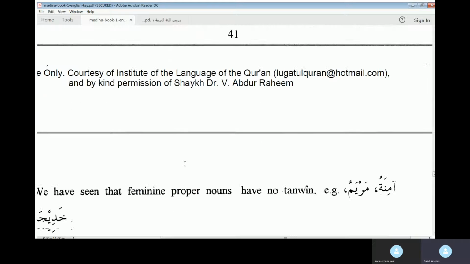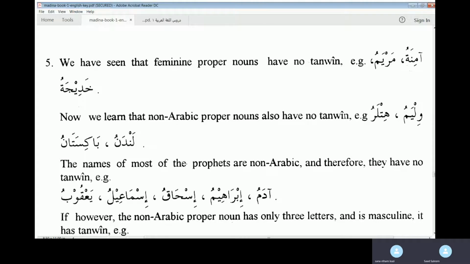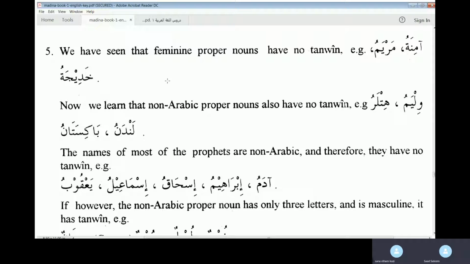We have seen that the feminine proper nouns are Aminatu, Mariamu, Khatijatu. Now we learn non-Arabic proper nouns also have no tanwin.